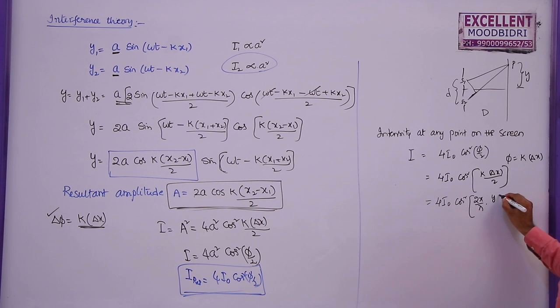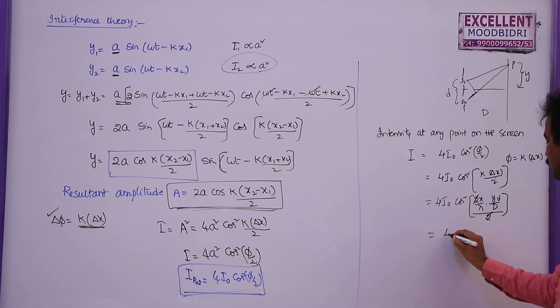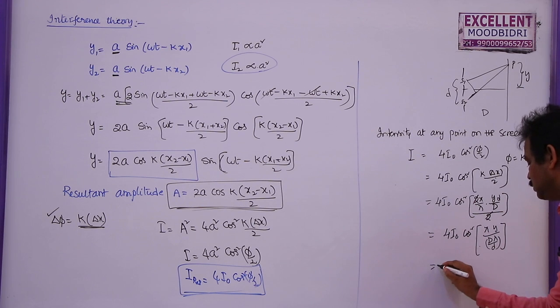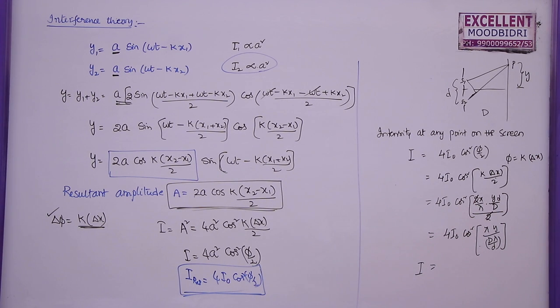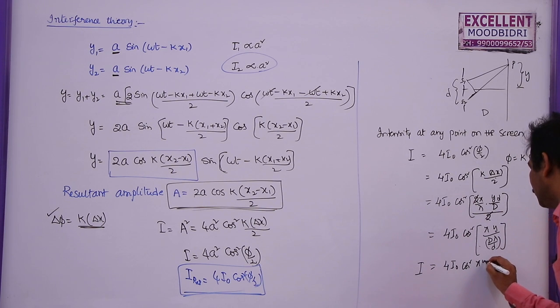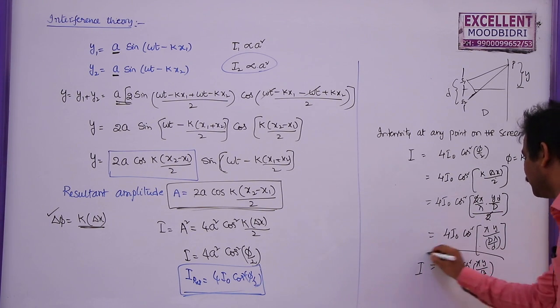So this is (2 pi by lambda) times (y d by capital D) divided by 2. This 2 gets cancelled. So this can be written as 4 I naught cos square(pi y d by capital D lambda). This is the intensity at any point. If you know the fringe width, capital D lambda by small d is nothing but the fringe width beta. So this is 4 I naught cos square(pi y by beta).